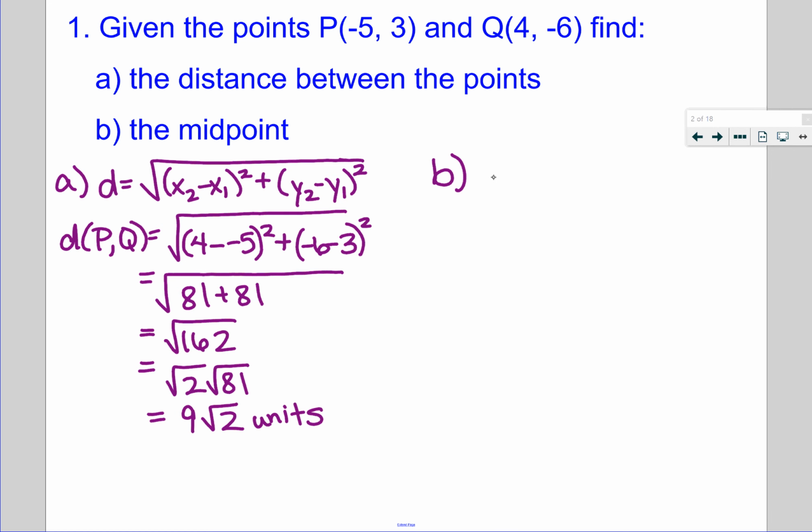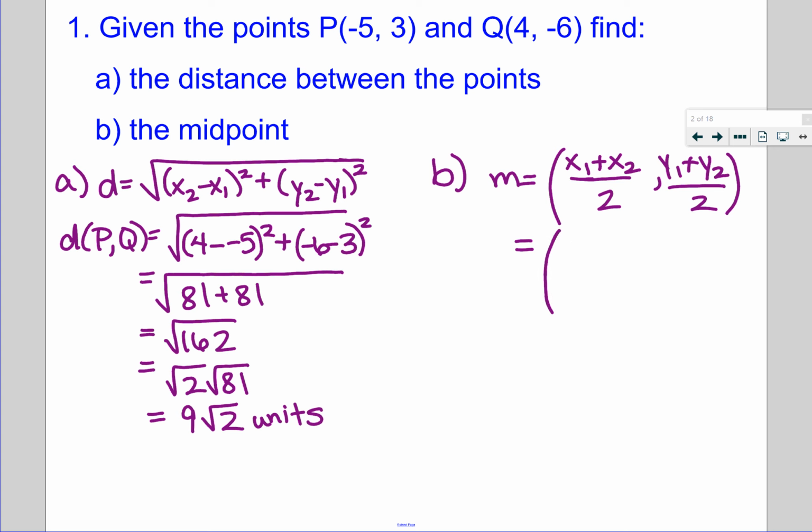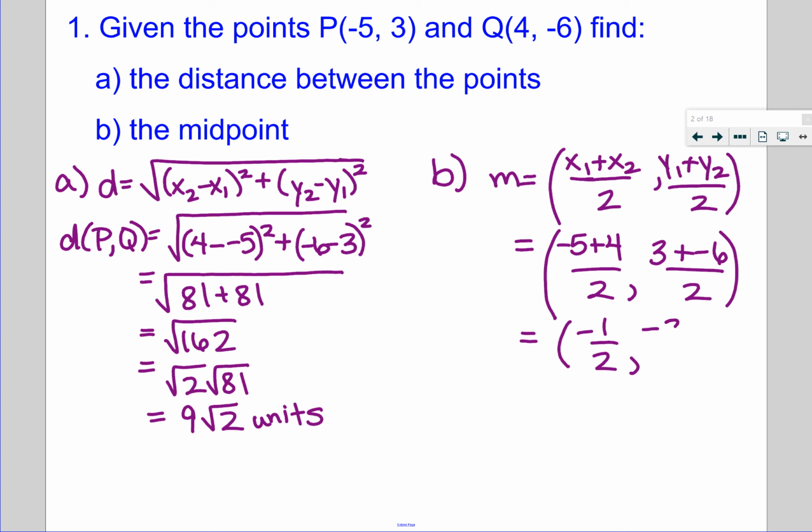For part B, we need our midpoint formula. Midpoint formula is (x1 plus x2) over 2, kind of like an average of my x coordinates, and (y1 plus y2) over 2, average of my y coordinates. So the midpoint for these two coordinates is (-5 plus 4) over 2 and (3 plus -6) over 2, which is going to give me -1/2 and -3 over 2, and neither of those reduce any more than that, so we're just going to leave those as our final answers.